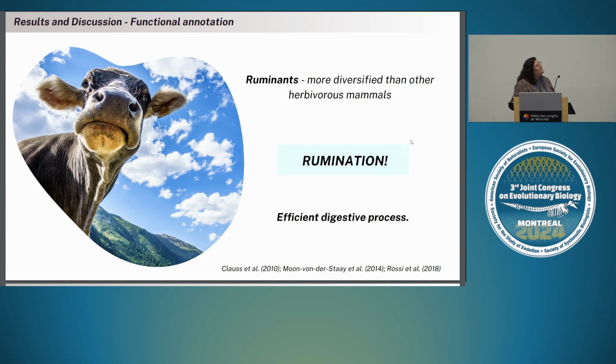And in fact, ruminants in previous studies are pointed out as more diversified than other herbivorous mammals, and this evolutionary success is attributed mainly to rumination, which is a peculiar behavior present in these animals, which guarantees better mastication of food, and consequently a better availability of food sources for the distinctive microbial taxa associated with this environment, and this guarantees an efficient digestive process.